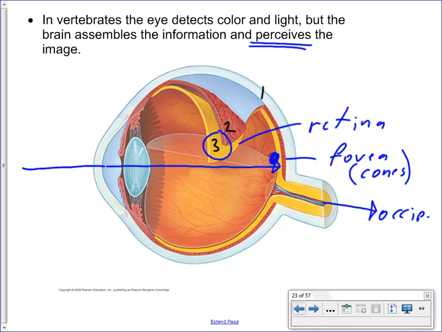Where we find the rods is actually not in the fovea at all, but if we go away from the fovea in any direction, then we have an increased number of the rods, which are responsible for black and white vision.